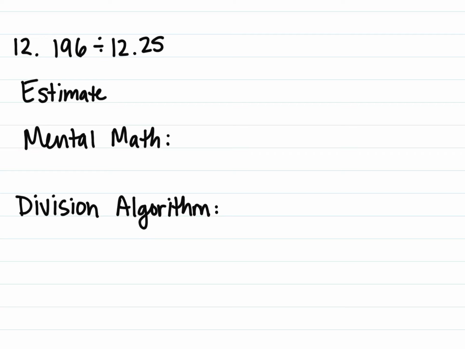Number 12. To estimate, 196 is close to 200 and 12 is close to 10. If we are to divide these, we can divide out a 10 right away, and 20 divided by 1 is just 20. For mental math, we are going to stack those up and turn them into a fraction.